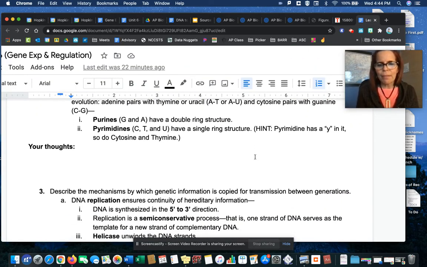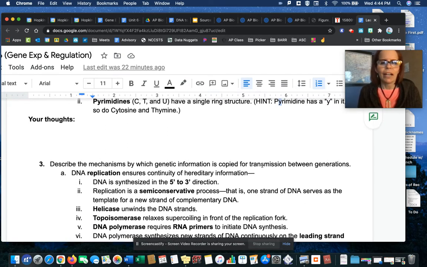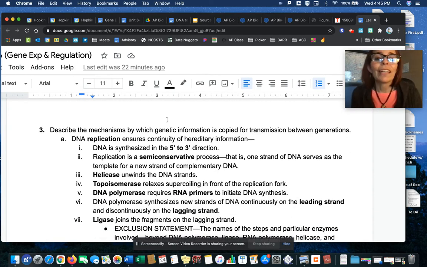All right, and I will tell you my little hint of how I remember which molecules are pyrimidines and which are purines. The word pyrimidine has a Y in it. Cytosine and thymine both have Ys in them as well, and they are pyrimidines. Pyrimidines have a single ring structure. Uracil doesn't have a Y in it, but T and U are interchangeable, sort of, so I'm sure that didn't help a whole lot.